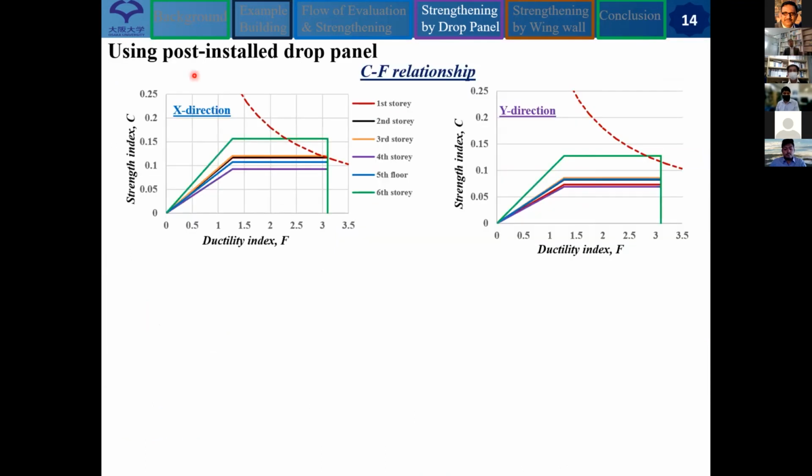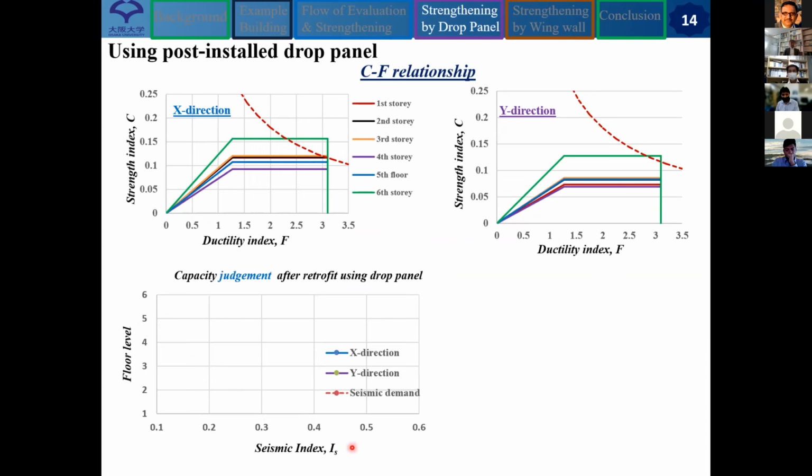In the same manner, we can calculate the full structure in both directions. So here I am showing the C index and F index after calculating. In both directions, you can see that the structure is not fully safe. Some of the stories are safe in X direction, and for Y direction, only one story is safe. More clearly, I am showing from the IS index. This is for X direction, this is for Y direction, and this is the seismic demand.